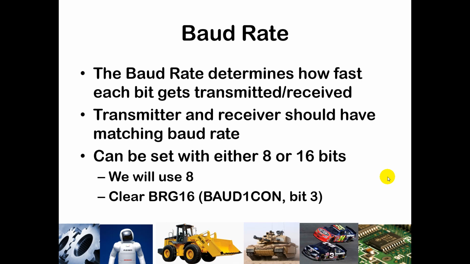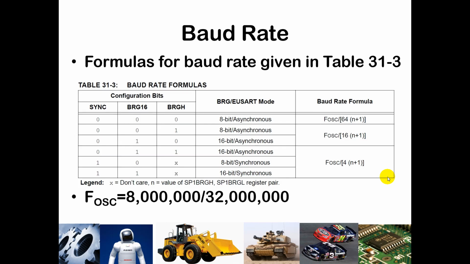We're going to use 8 bits, and if you are using 8 bits, that means we will clear the bit BRG16. So BRG16 is a bit that indicates whether you're using 16-bit baud rate generation control or you're using 8-bit. We will use 8-bit, so we won't need to set BRG16. And that is in a register BAUD1CON for the baud control. Here are the formulas. We are going to be using the asynchronous mode, so we are going to primarily concentrate on the top 4 rows in this table.